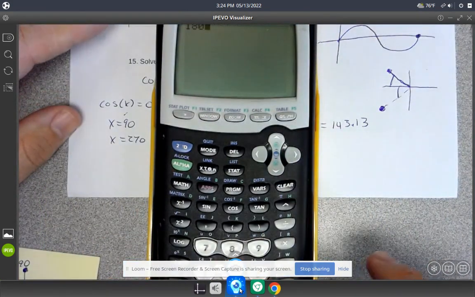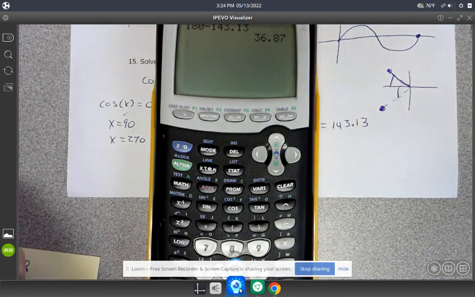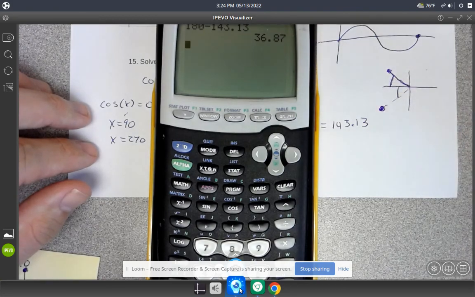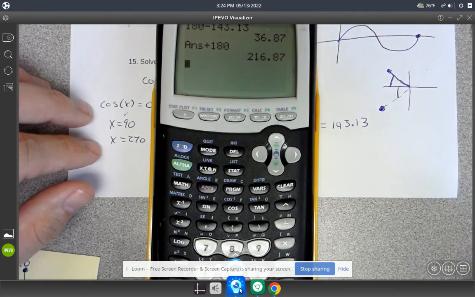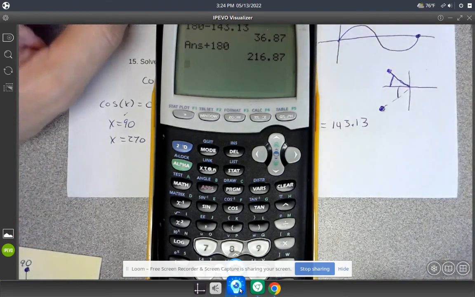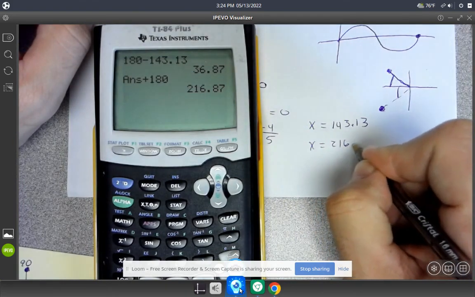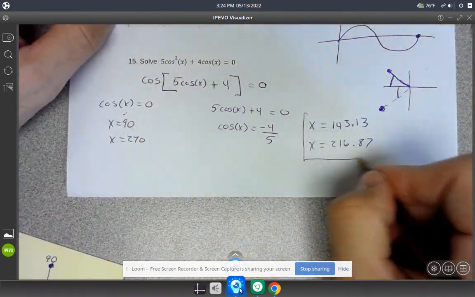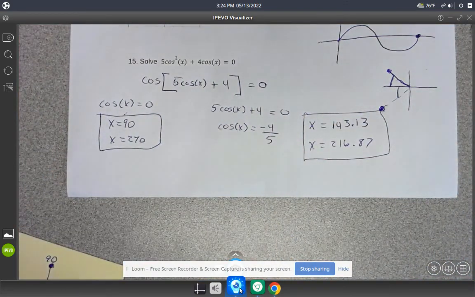So if I do 180 minus 143.13, that tells me that this little part right here is 36.87. So I can do 180 plus that, and that's going to give me my other answer there, 216.87. Okay. So I'm going to have 4 solutions between 0 and 360 on this one.